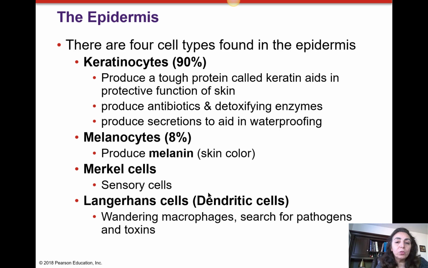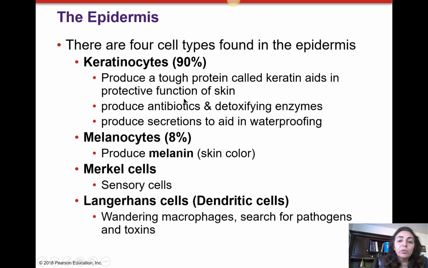Now let's see what types of cells we have here. We have four types of cells, and the most common are called keratinocytes. They make up about 90% of all the cells that we have in the epidermis. Their function is to produce a tough protein called keratin. That's why we call them keratinocytes. Remember, cyte means cells.